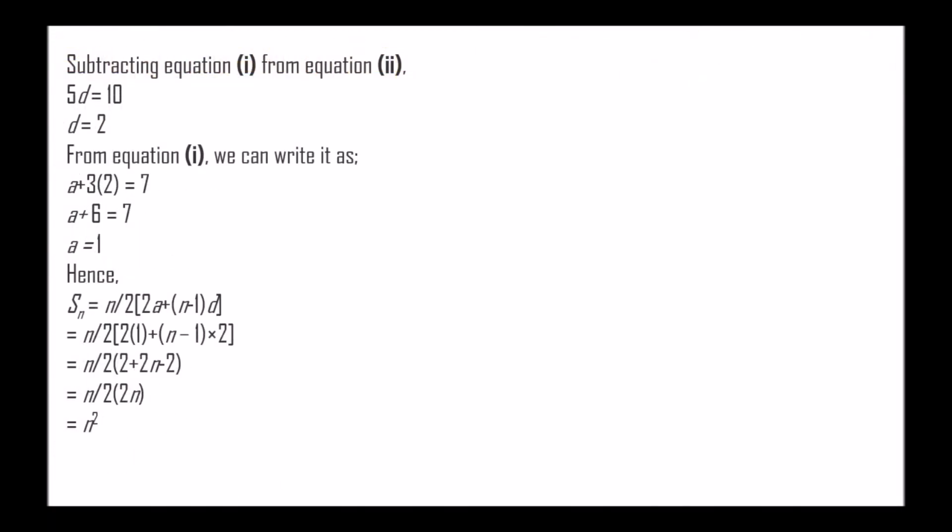Subtracting equation 1 from 2, we will get D equals 2. Now we will put the value of D in the first equation. We will get A equals 1. Hence Sn is n upon 2 into (2a plus (n minus 1) into d). We will put in the values and we will get n square.